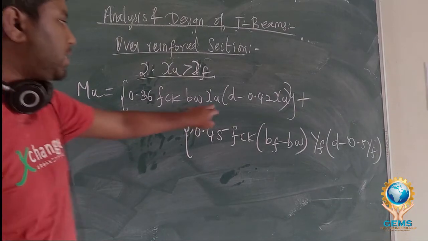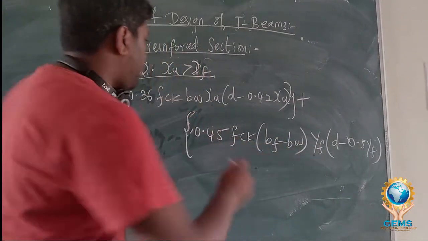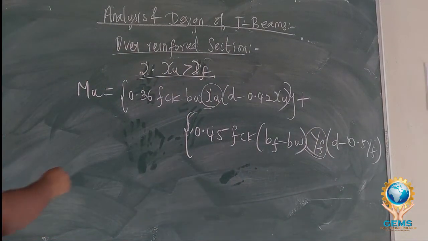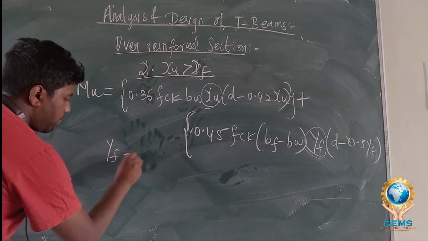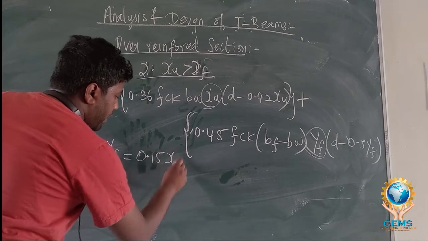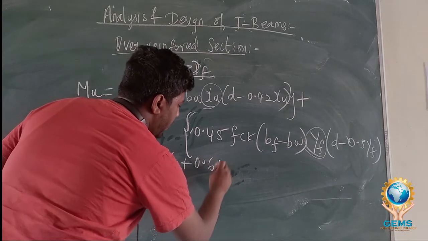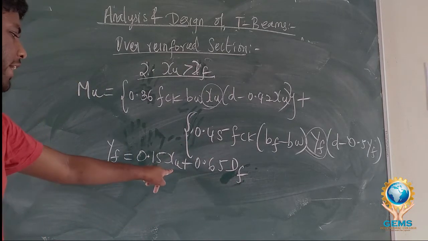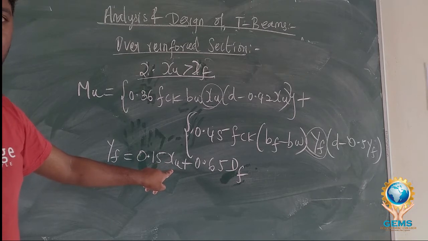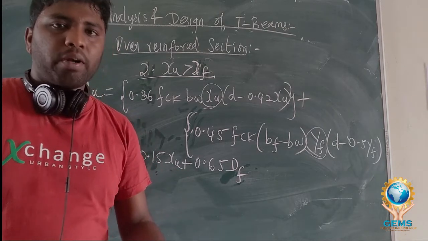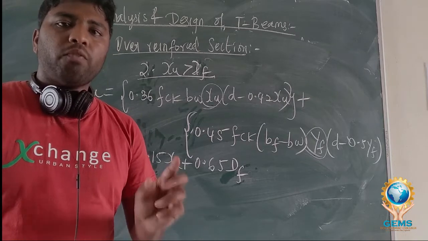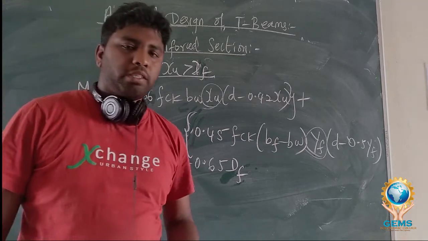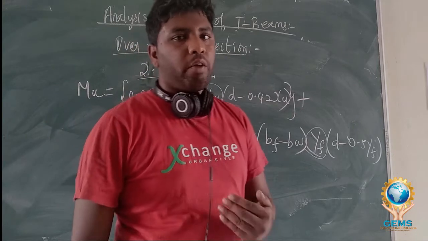As you already know, there is XU and YF also. So we want to find this XU and this YF. What is the formula for finding YF? YF is equal to 0.15 XU plus 0.65 DF. This is the formula to find YF. For the first case, the first part formula you will use for XU. In the under reinforced section, you use 0.87 Fy AST minus 0.45 FCK BF minus BW into DF, divided by 0.36 FCK into BW. That formula you will use.